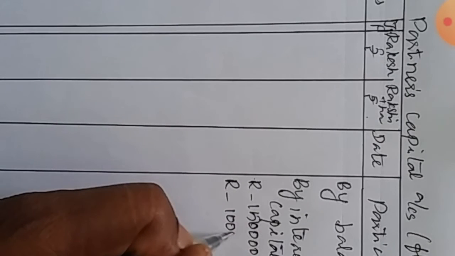It comes to 12,000 for Rakesh. For Rakshita, 1 lakh into 8 by 100, for 1 year. It comes to how much? 8,000. See, this first one is about what? Opening capital. Capital is a liability. Liability is a credit value. We show this on the credit side by default.